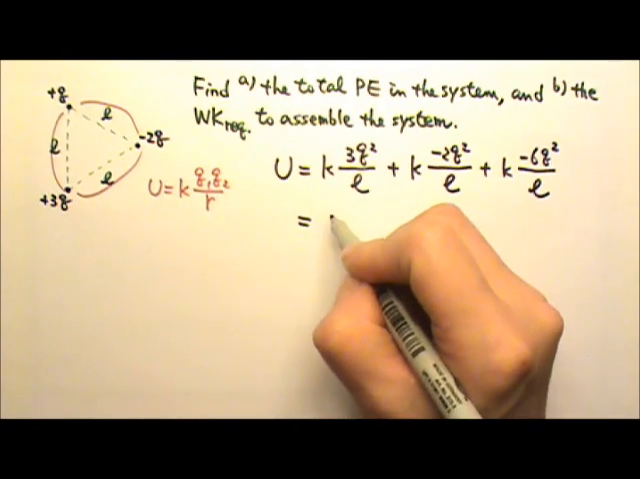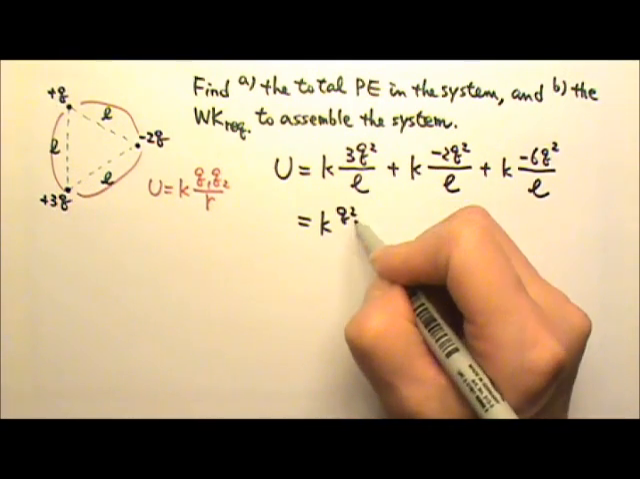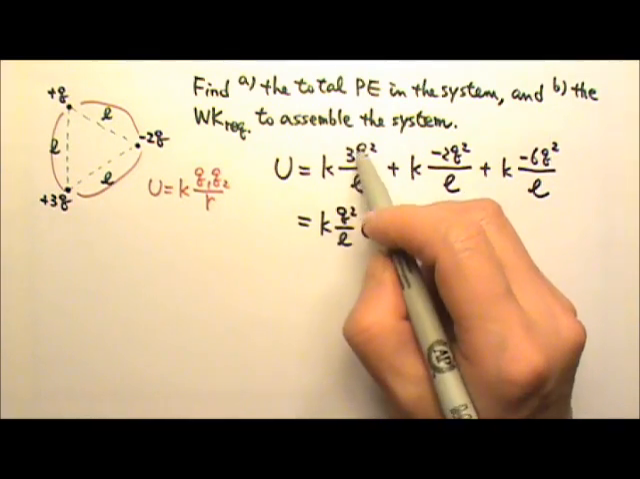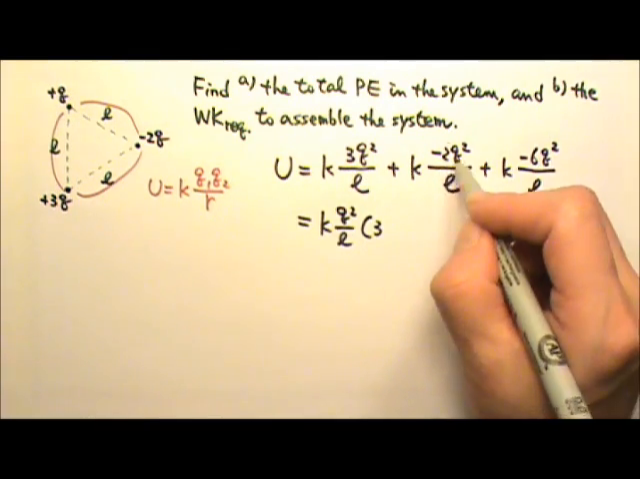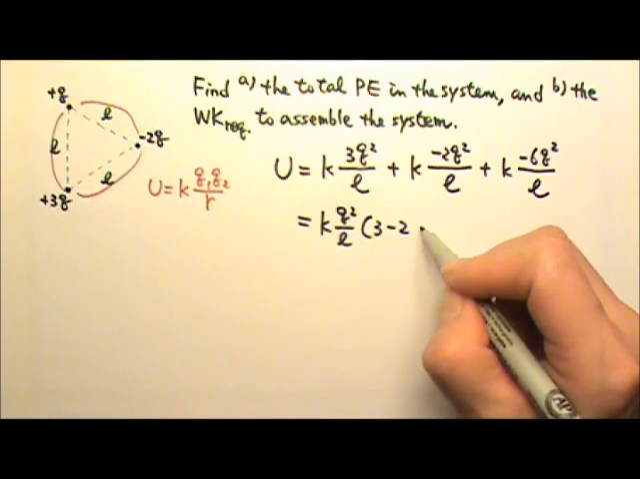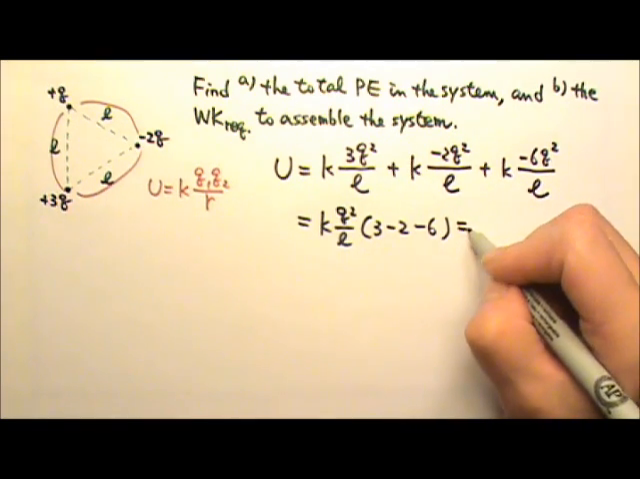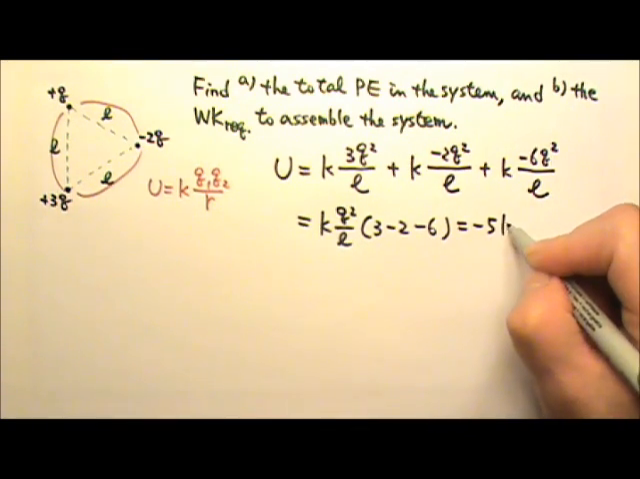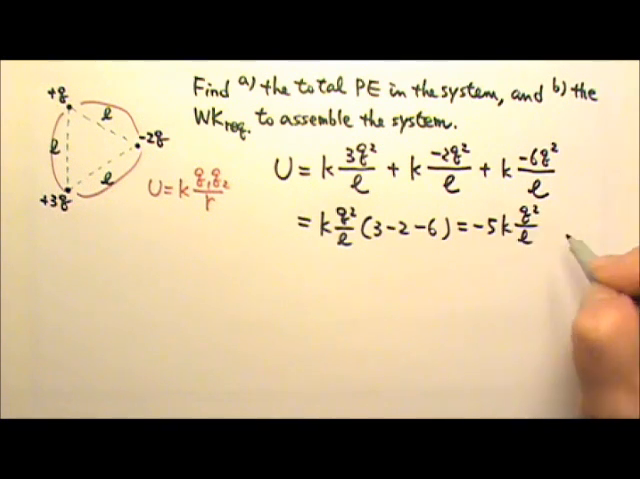We can factor out the kQ squared over L, and this one will be 3 minus 2 minus 6. So this gives us negative 5kQ squared over L. So that's the total potential energy in the system, part A.